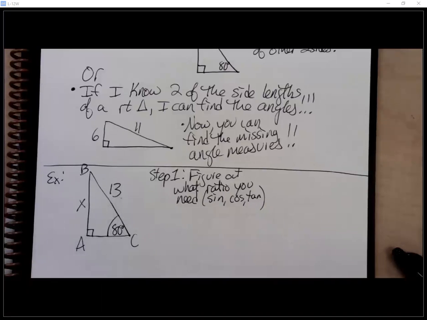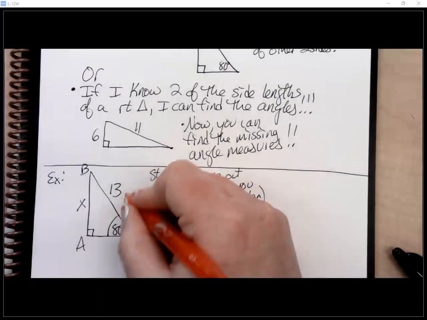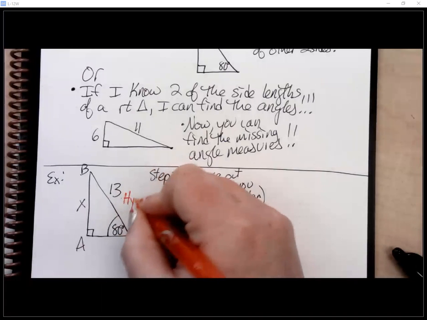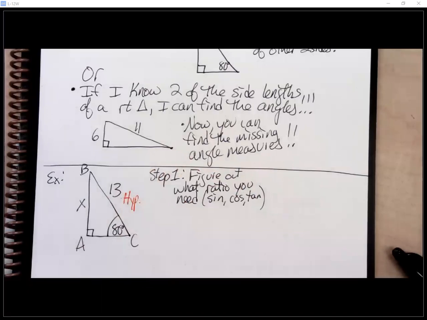So I kind of like to label them. You don't have to, but so there's my hypotenuse. So I'm certainly going to use one of the ratios that has the hypotenuse in it, because I have that, right? So I'm not going to use tangent. Why would I use that? Because that one doesn't involve the hypotenuse at all.